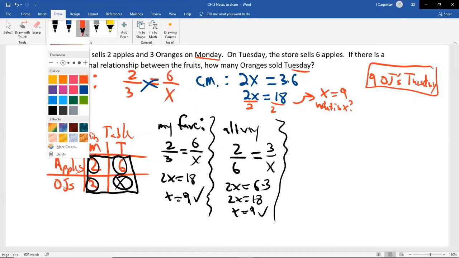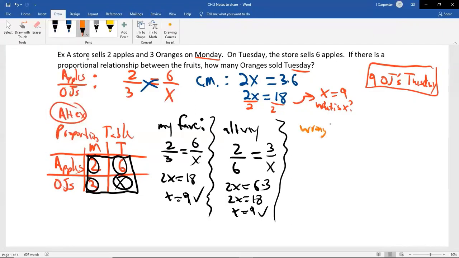Now, and I'm going to do this in orange since I got a lot of red on the screen already. A wrong way. Again, there is 8, arguably 16 different ways to take these 3 numbers and a variable to set up a fraction equal to a fraction and get the answer right.